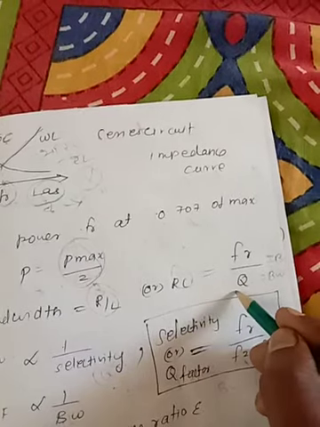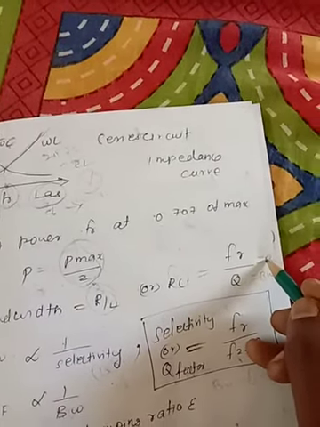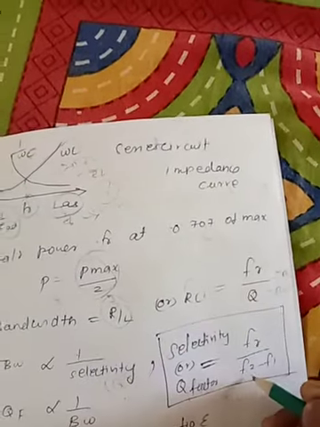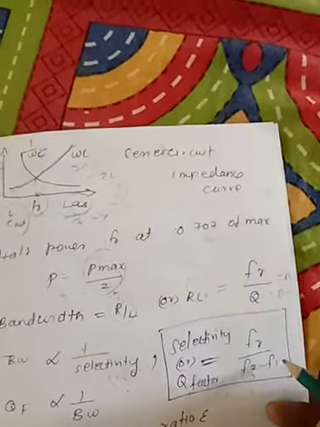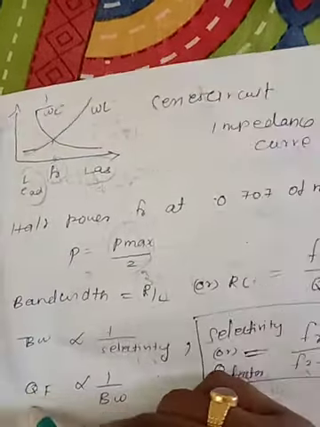If you cross multiply, Q, the Q factor or selectivity, is equal to resonance frequency by bandwidth. So bandwidth is F2 minus F1. So the quality factor is inversely proportional to the bandwidth. Very important. Or the selectivity is inversely proportional to the bandwidth. Okay, so we'll continue in the next class, series resonance points.